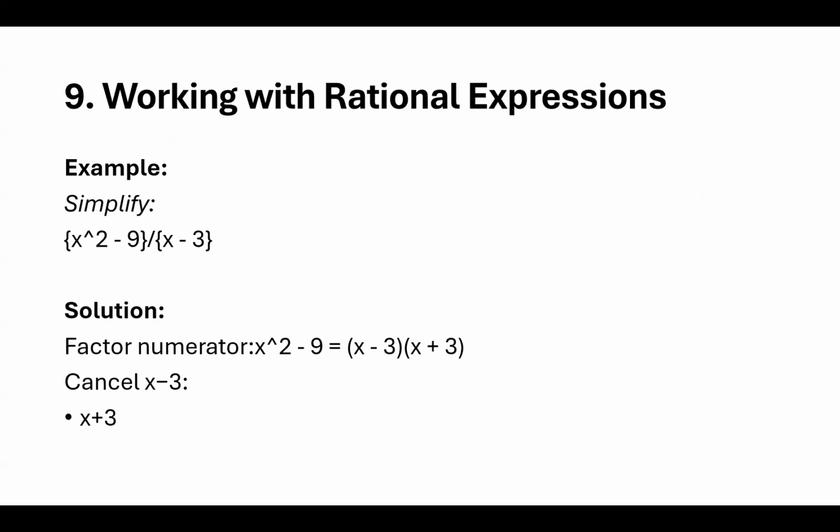The next skill is to work with rational expressions, right? We want to simplify expressions like x squared minus 9 divided by x minus 3, right? We know that we can rewrite the numerator as x minus 3 times x plus 3, right? And then we can cancel the same terms of x minus 3 in the numerator and the denominator. So we get the answer of x plus 3, right?